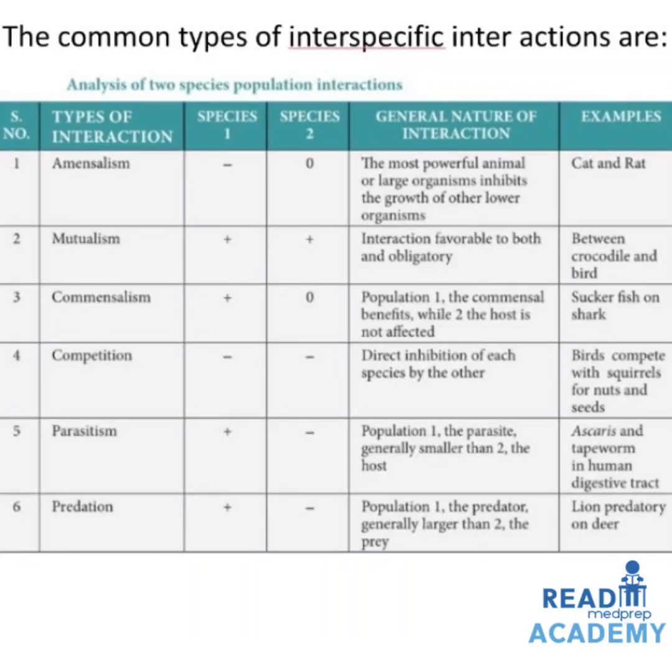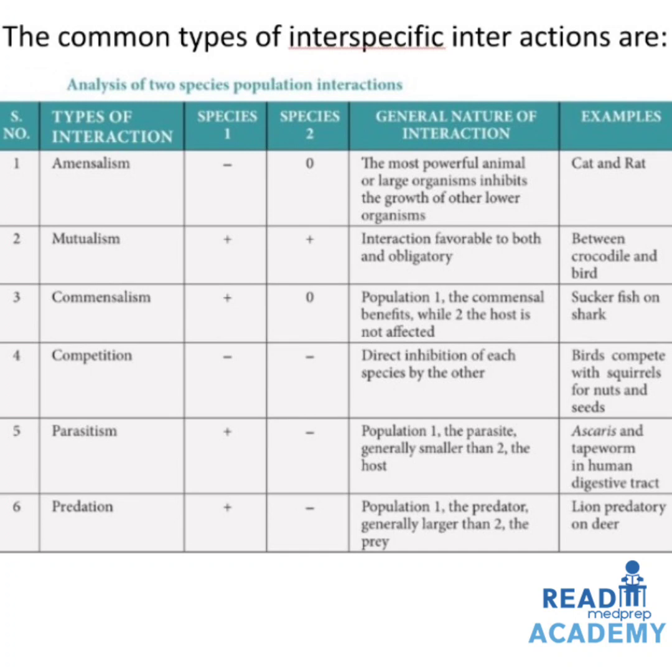Let us see in this table the common types of interspecific interactions. Number 1, amensalism, where one species is affected and species 2 is not affected. The general nature of the interaction: the most powerful animal or large organism inhibits the growth of other lower organisms. Examples: cat and rat. Mutualism, where both species 1 and species 2 are benefited. The interaction is favorable to both and obligatory. Example: crocodile and bird.